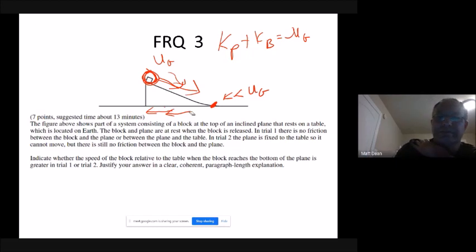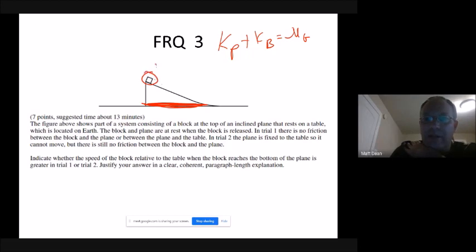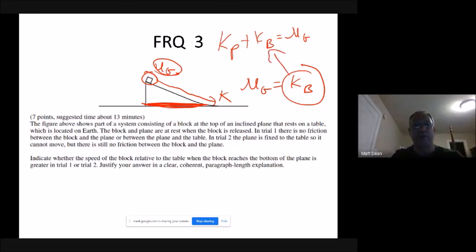In the other situation, now the plane is fixed, so the plane can't move. It's stuck here. So what that's telling me is that the box up here has gravitational potential energy. As it slides down, since there's no friction, all of the gravitational potential energy that was here is now kinetic down here. So the initial gravitational potential energy is now equal to the kinetic energy of the box at the bottom of the hill. What I hope that shows you is that in trial 2, this kinetic energy is greater than it was up there, because there's none of that kinetic energy being shared with the plane.